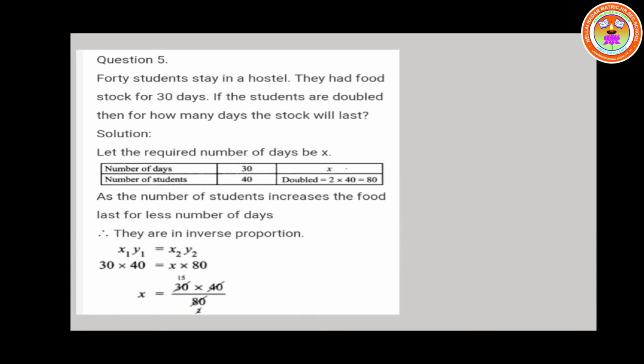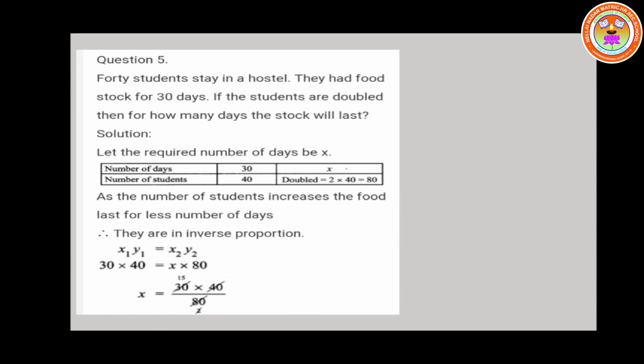So you take the solution. Let the required number of days be x. Now draw a table. Number of days, number of students. Number of days 30. Number of students 40. Now it is given in the question the number of students is doubled. So 2 into 40 is equal to 80. So number of days we want to find. As the number of students increases, the food lasts for fewer days. Therefore they are in inverse proportion.